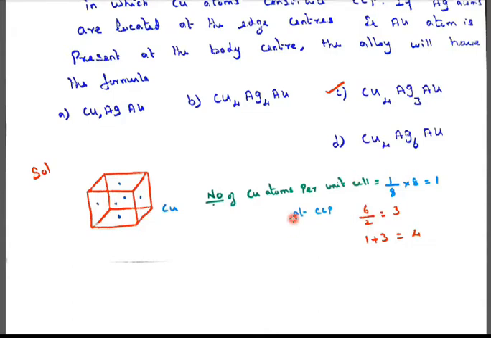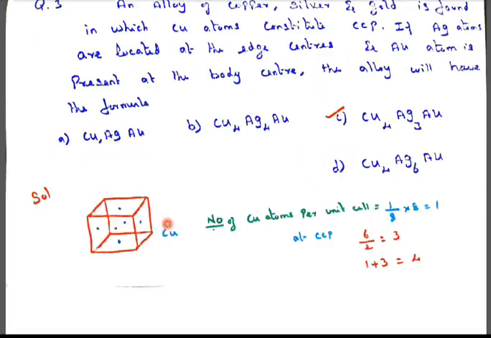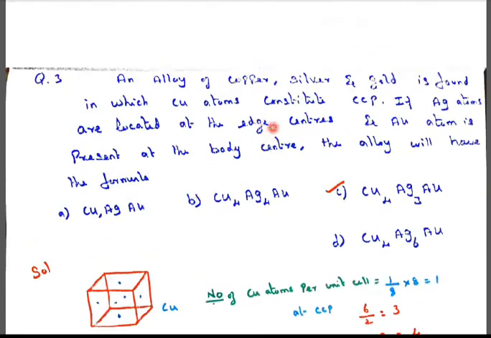For FCC, just imagine a room, for example a classroom. The room has 4 walls, and all the 4 walls touch the roof as well as the floor. The roof and the floor are considered as 2, and the 4 walls touching both are considered as 6. It is shared, so 6 by 2 is equal to 3. So 1 plus 3 equals 4 is the formula for copper, Cu4. Next, the question says silver atoms are located at the edge center.